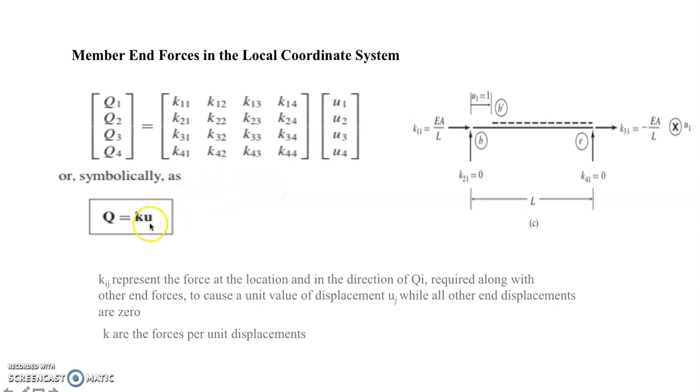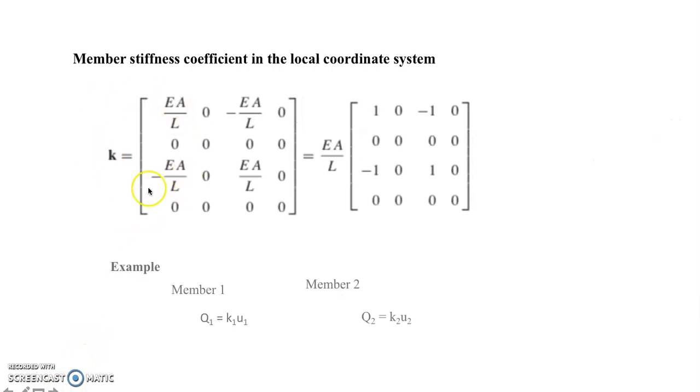And of course, to solve for the value of K, we have the formula. This is the formula for the member stiffness coefficient in the local coordinate system. So this would be E, A all over L in matrix form. You have the elements here. Of course, you have to memorize this one. E represents our modulus of elasticity, A represents our area, and L represents the length.